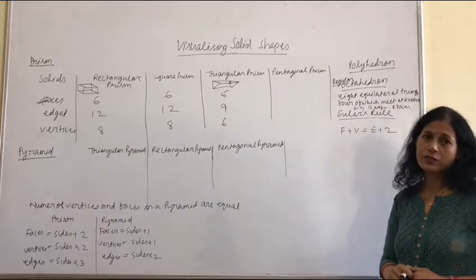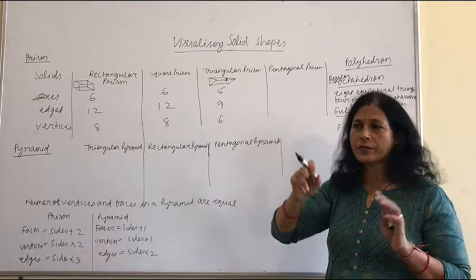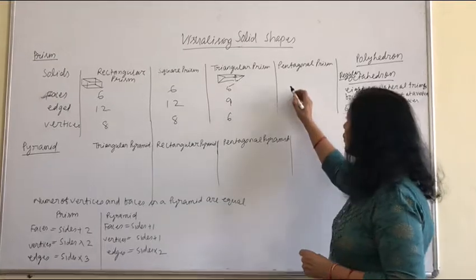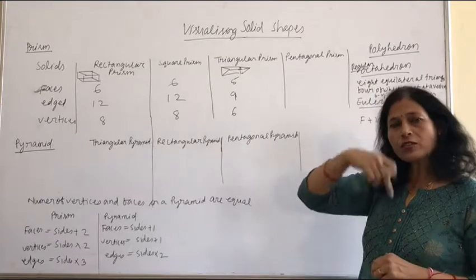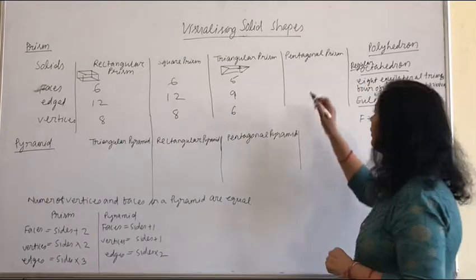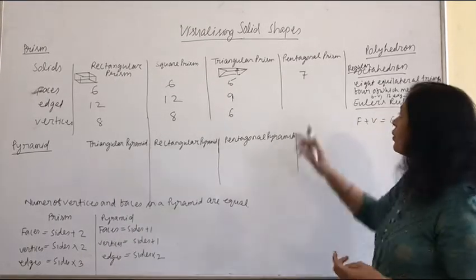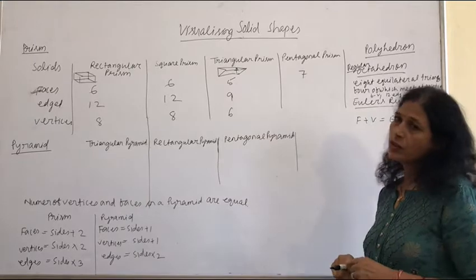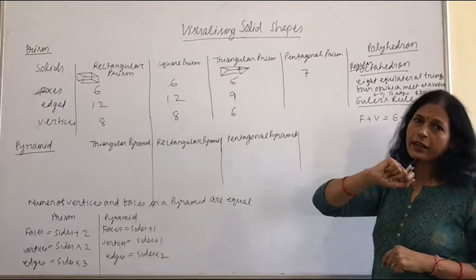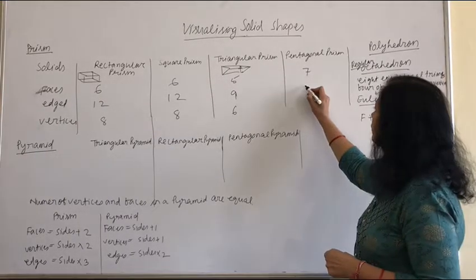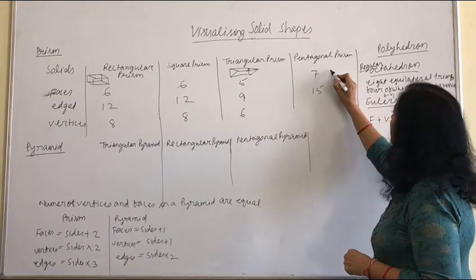Then pentagonal prism. So for the pentagonal prism, we have a base and top, both pentagonal in shape, which means 5 sides. So how many faces? Your 5 plus top and bottom 2 faces, 7. Okay, so 7 faces. Then edges: 5 plus 5 is 10, then here 5 more, 15. Clear? Okay, let me draw the pentagon.